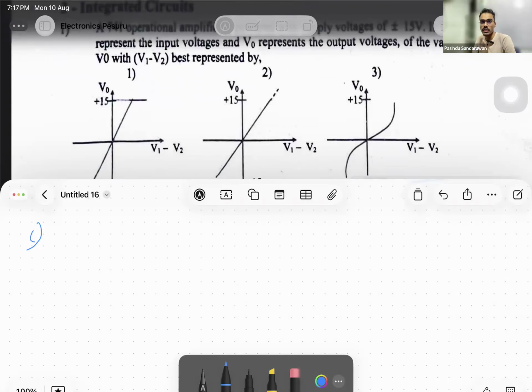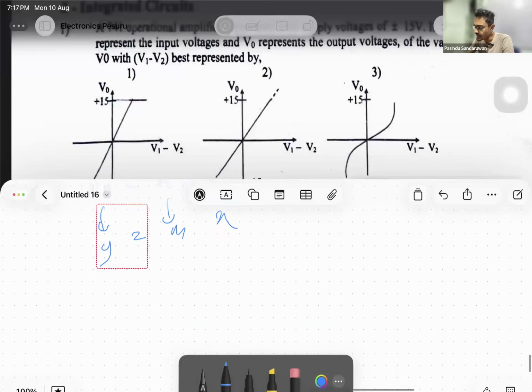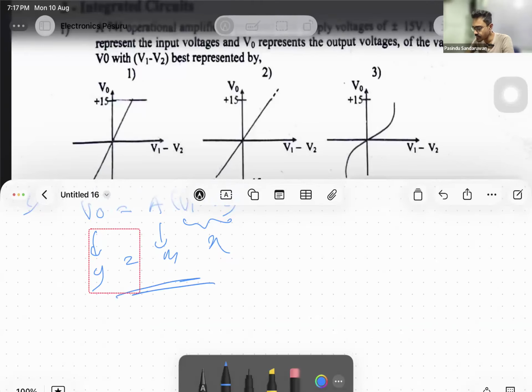We know about an open loop op amp. Vout is given by A times (V1 minus V2). A is called the open loop voltage gain, and V1 minus V2 is called the differential voltage. Then you asked Vout versus V1 minus V2. Vout is Y, this is the X axis, this is M. So basically its shape is Y equals MX.